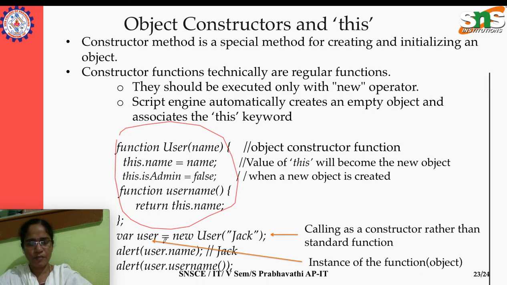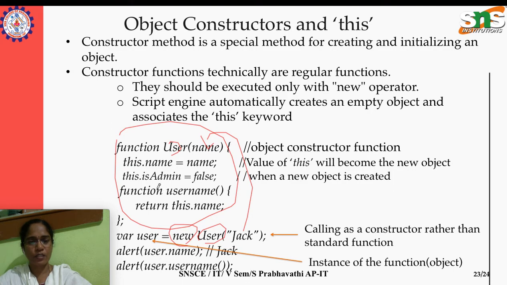And see here, the way of creating an object is, as usual, var user equal to new user, passing this argument. Using the new keyword, we are going to create a new object, calling it as a constructor rather than as a standard function. Here this constructor takes one argument. Why constructor? Because the function name here, user, is the same as here. Now this user will act as an object. It's an instance of this function, and you could access its properties using that object.